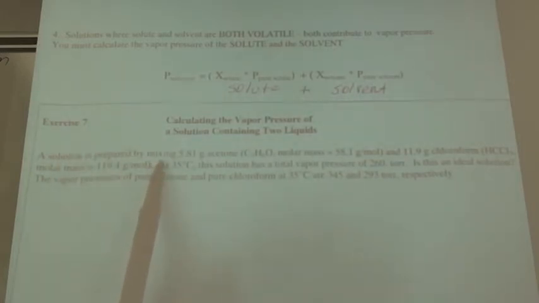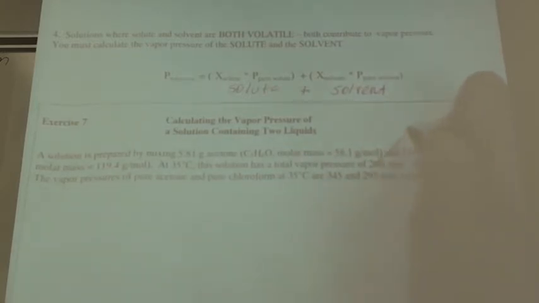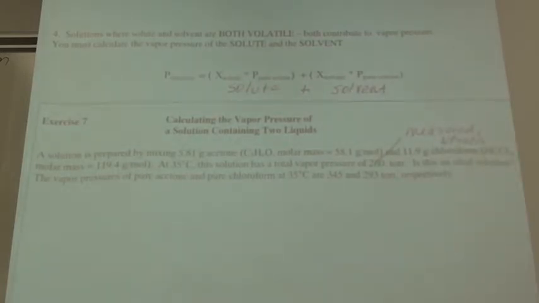A solution is prepared by mixing 5.86 grams of acetone and 11.9 grams of chloroform. At 35 degrees C, the solution has a total vapor pressure of 260 torr. Is this an ideal solution? So this is the measured vapor pressure of the solution. They're asking us to figure out what the calculated vapor pressure of the solution is and see if they're equal or not. In order to do that, we have to find the vapor pressure of the solute, and then we have to find the vapor pressure of the solvent.